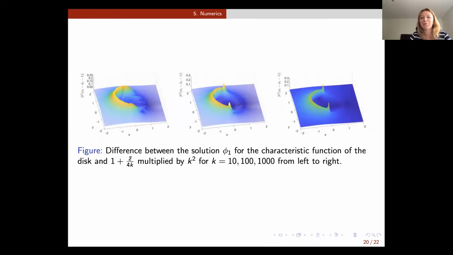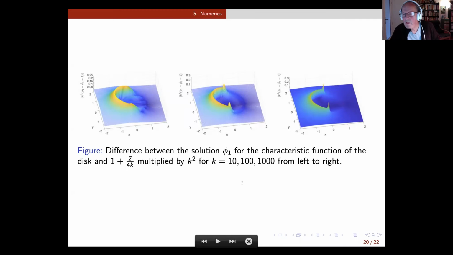I also got a question in chat from the audience. The question is, can we handle star-shaped domains? With singularities then? A star-shaped domain which is not necessarily strictly convex? I don't know.